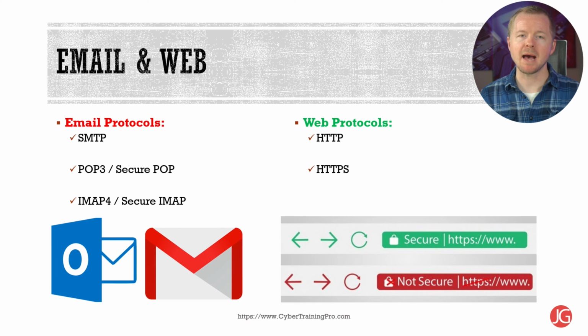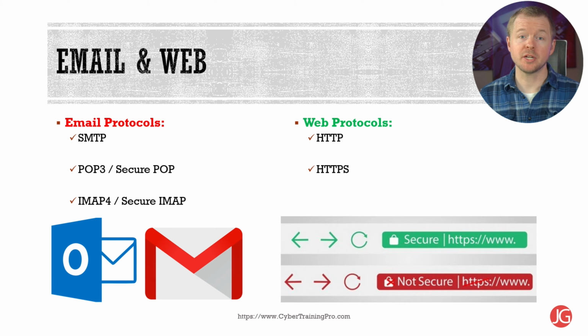IMAP4 and Secure IMAP, which is the Internet Message Access Protocol version 4, is the last email protocol that you need to be aware of, and it allows users to manage their email in folders on the email server. As an example, with IMAP4, if you were to mark an email as read or move it into another folder on your cell phone, this change would sync with your server. IMAP4 uses TCP port 143 for unencrypted connections and TCP port 993 for encrypted connections.